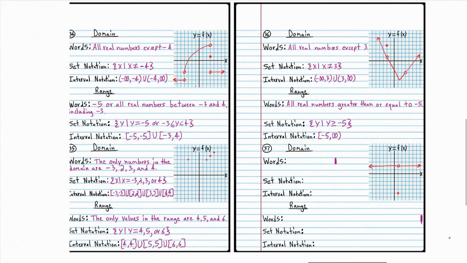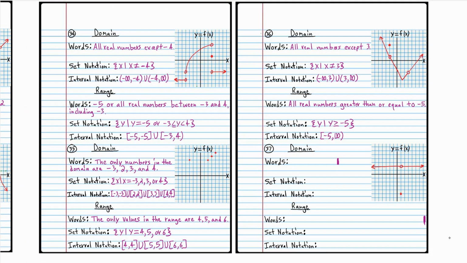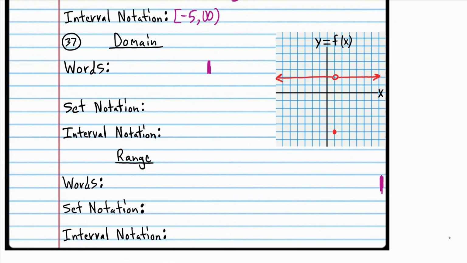Try number 37. When you come back, we'll do it together. All right, we're back. The domain is all real numbers. So this was kind of a tricky problem. It looks like x equals 1. The x value of that point is 1, but it's a hole, so it looks like x equals 1 is not going to be part of the domain, but this point down here has an x value of 1. This point is part of the function. So it turns out that the domain is all real numbers, negative infinity, comma, infinity.